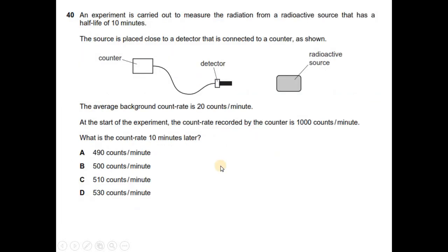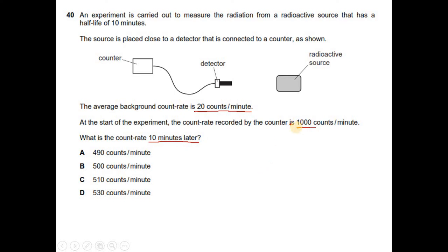40. An experiment is carried out to measure the radiation from a radioactive source that has a half-life of 10 minutes. The source is placed close to a detector that is connected to a counter as shown. The average background count rate is 20 counts per minute. This is background radiation. At the start of the experiment, the count rate recorded by the counter is 1000 counts per minute. What is the count rate 10 minutes later?